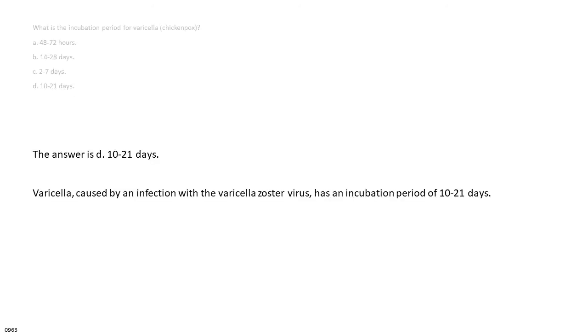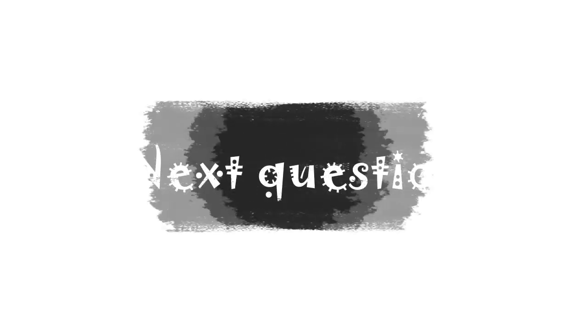The answer is D. 10 to 21 days. Varicella, caused by an infection with the varicella zoster virus, has an incubation period of 10 to 21 days.